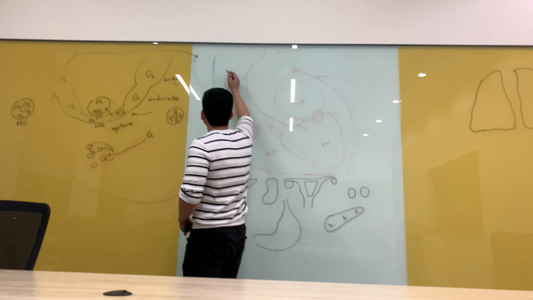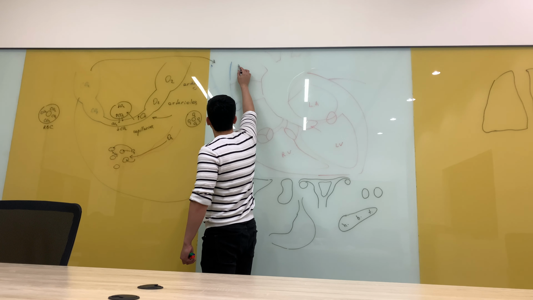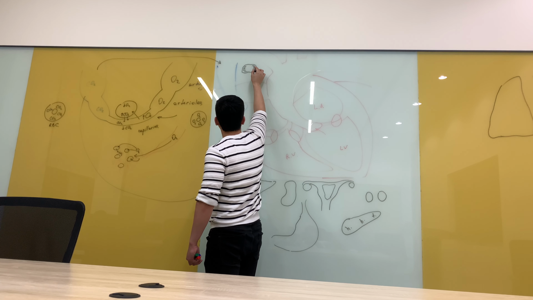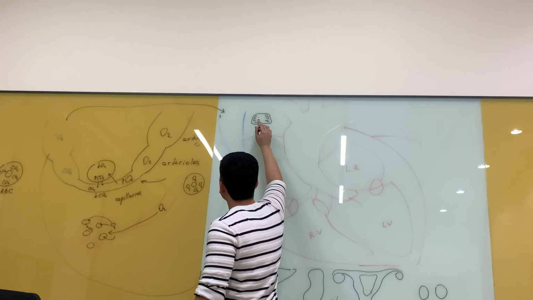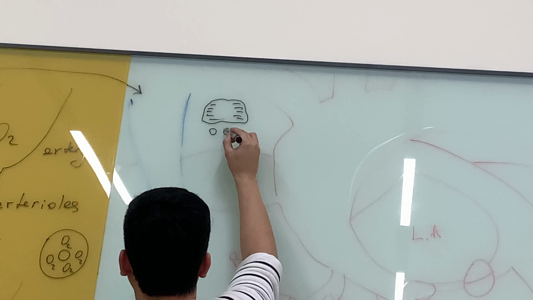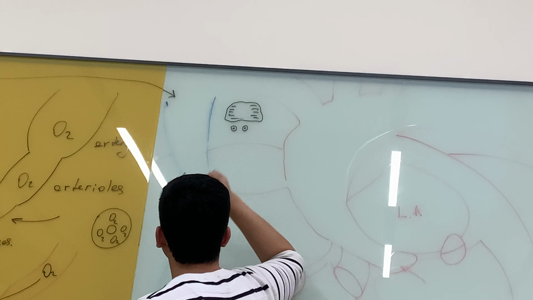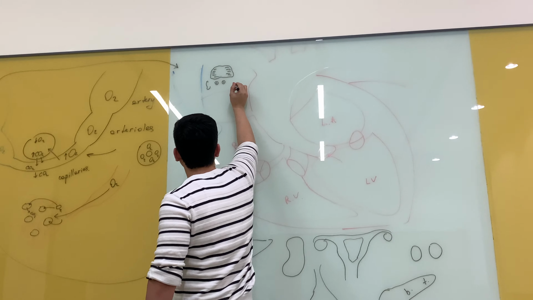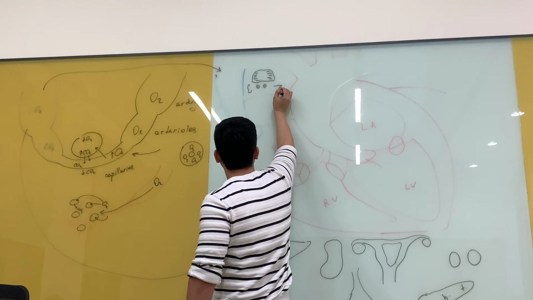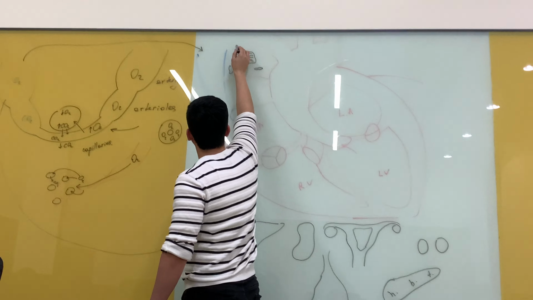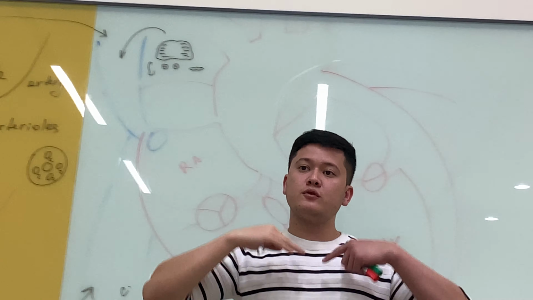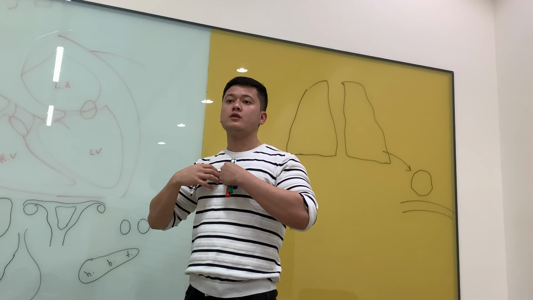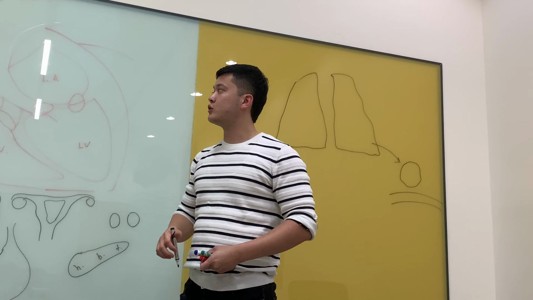For example, what else do we have? Brain. We have eyes, ears. What else? Mouth. They all go where? To the superior vena cava, which is above the heart. The veins from above the heart are going to the superior vena cava.